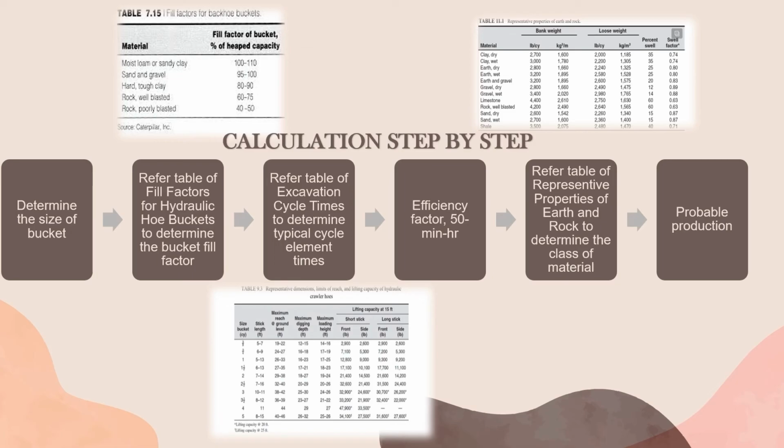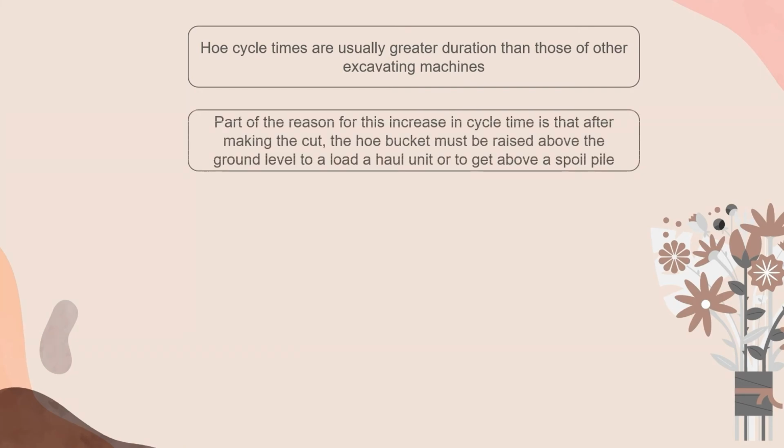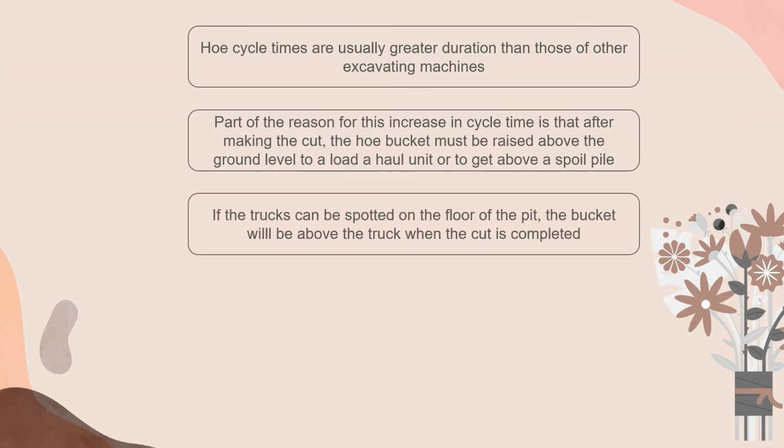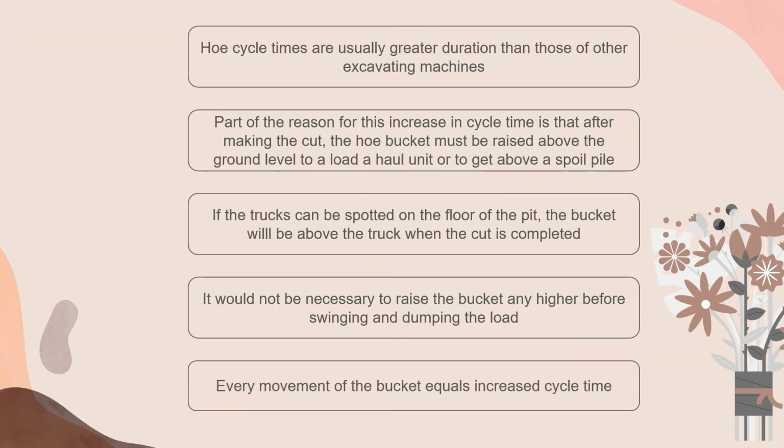Step 6, probable production. Hoe cycle times are usually of greater duration than those of other excavating machines. Part of the reason for this increase in cycle time is that after making the cut, the hoe bucket must be raised above ground level to load a hauling unit or to get above a spoil pile. If the trucks can be spotted on the floor of the pit, the bucket will be above the truck when the cut is completed. Then it will not be necessary to raise the bucket any higher before swinging and dumping the load. Every movement of the bucket equals increased cycle time.